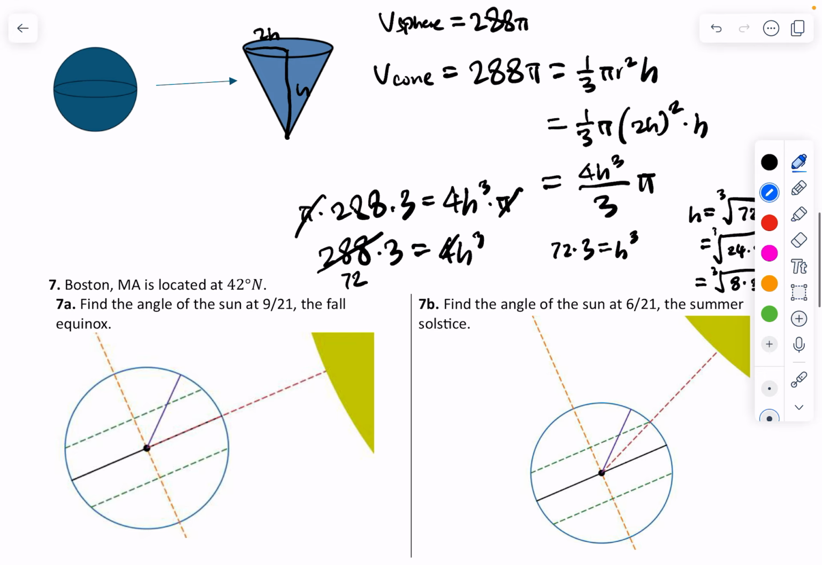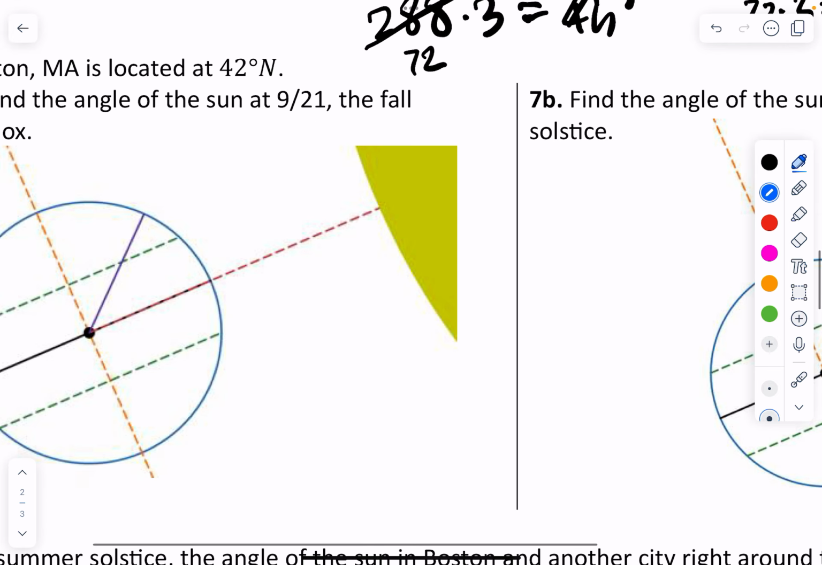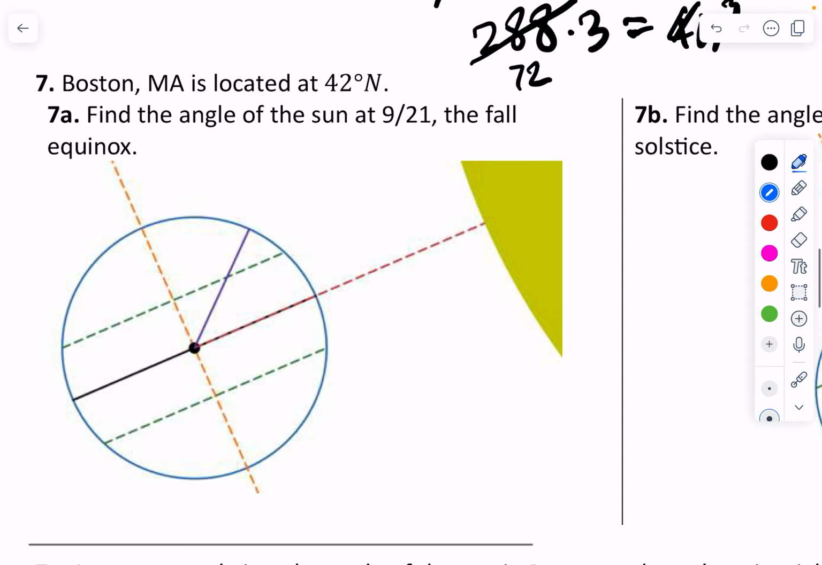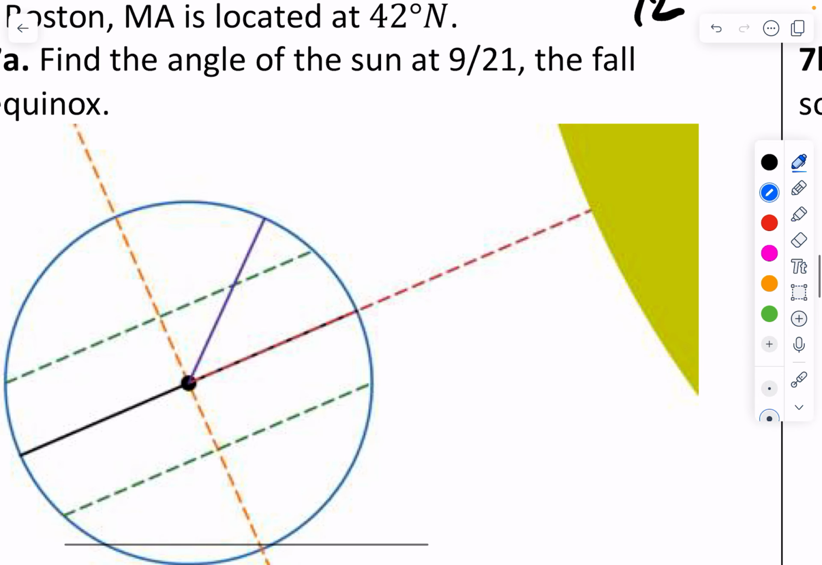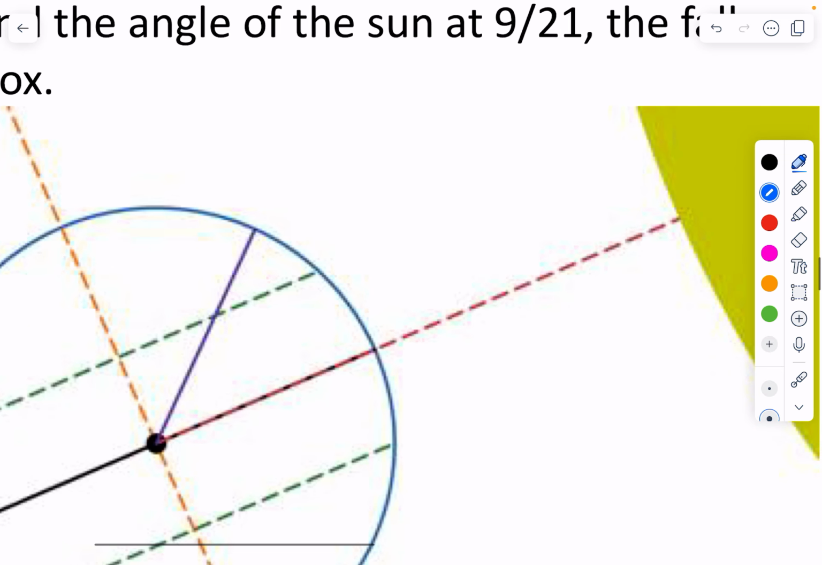So this is going to problem 7, which is one of the more geography questions that you'll get on the test. It's a similar type of question that you'll get on the test. Okay.